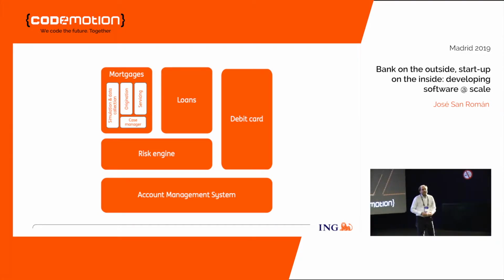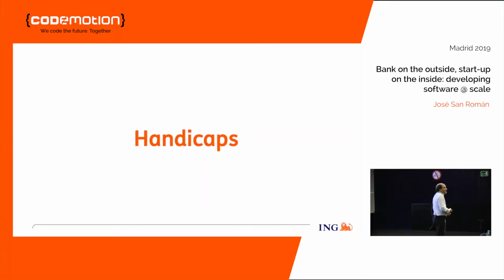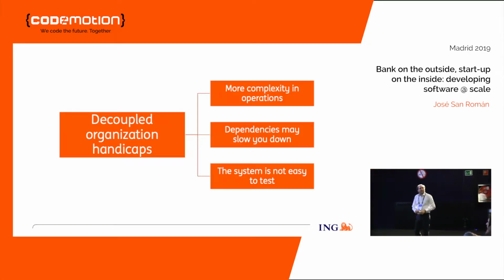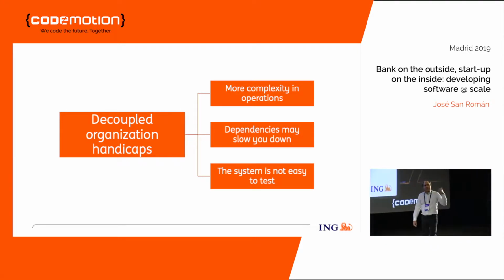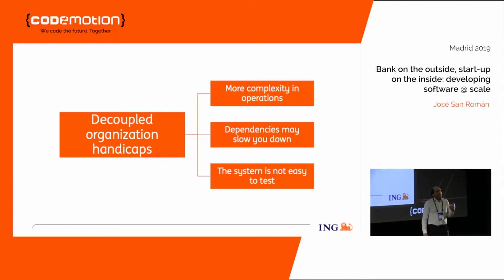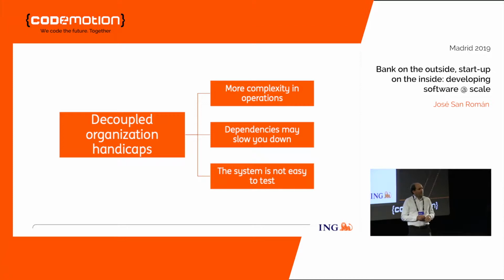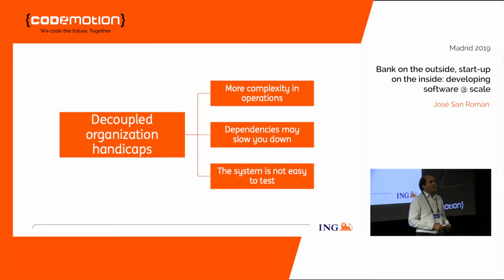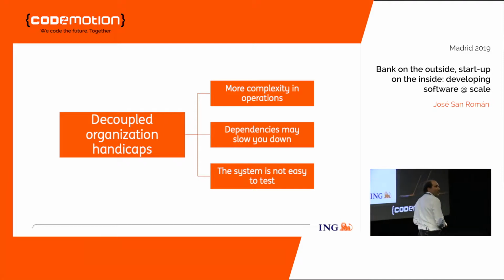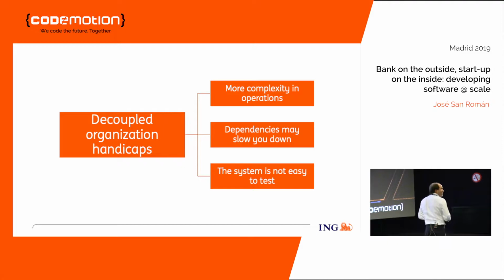Okay, but there is no good or bad organization. All the organizations usually have a few handicaps that you need to know and manage. And this one has at least three that I consider very, very important to manage. These handicaps are: the first one, you are moving the complexity to the operation side. When you are decoupling and building small pieces, then you need to operate them. You have more pieces to operate. You are moving complexity to that part of the system.